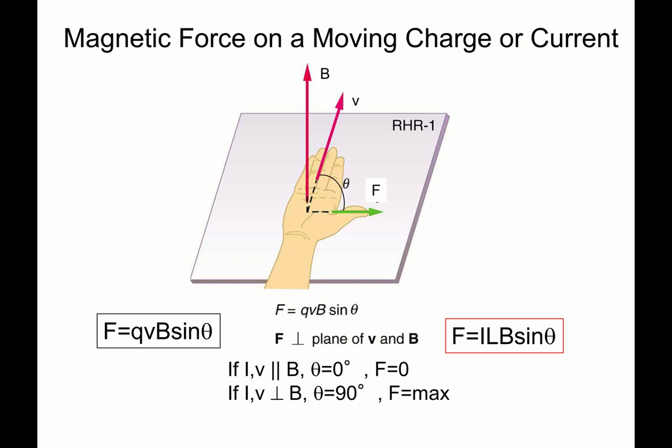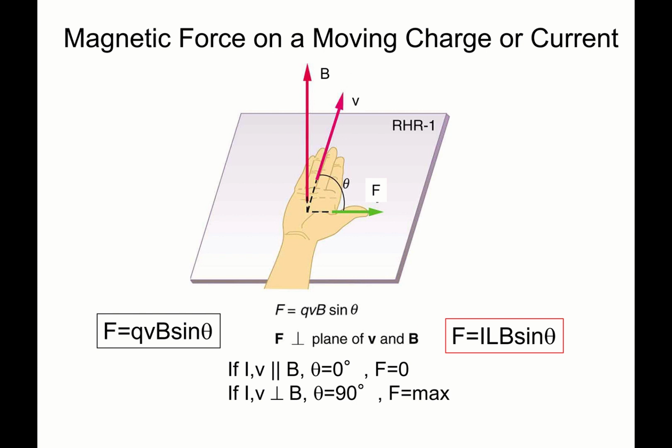B, of course, is the magnetic field in Tesla. Since it goes as sine theta, if the current or the direction that the charge is moving is parallel to B, then the angle is 0 and the force will be 0, and the force will be a maximum where sine theta is 1, which is when the angle between them is 90 degrees.